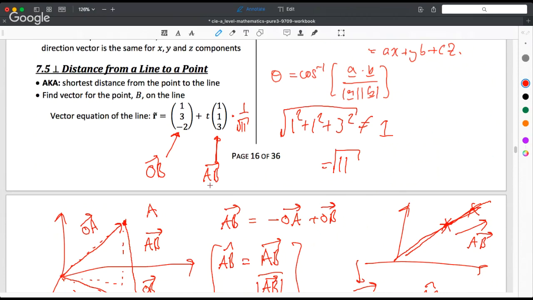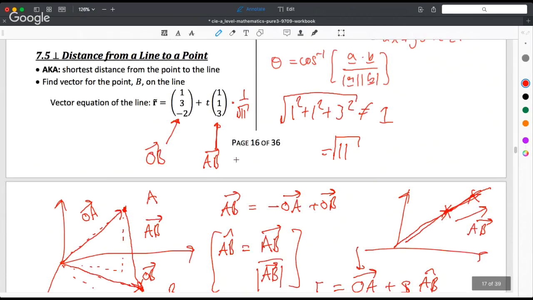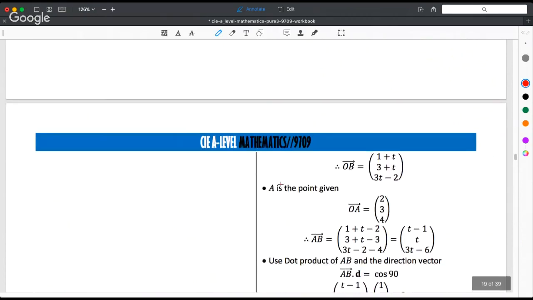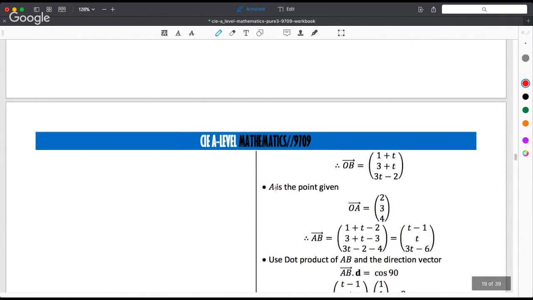Yeah, so you find the vector for the point B on the line. So in this case, if this is OB, then t equals 0 would give you the vector of the point on the line. But maybe this vector is OA, so maybe this vector takes you to point A. Well, you'd need some different non-zero t value to give you the point OB.